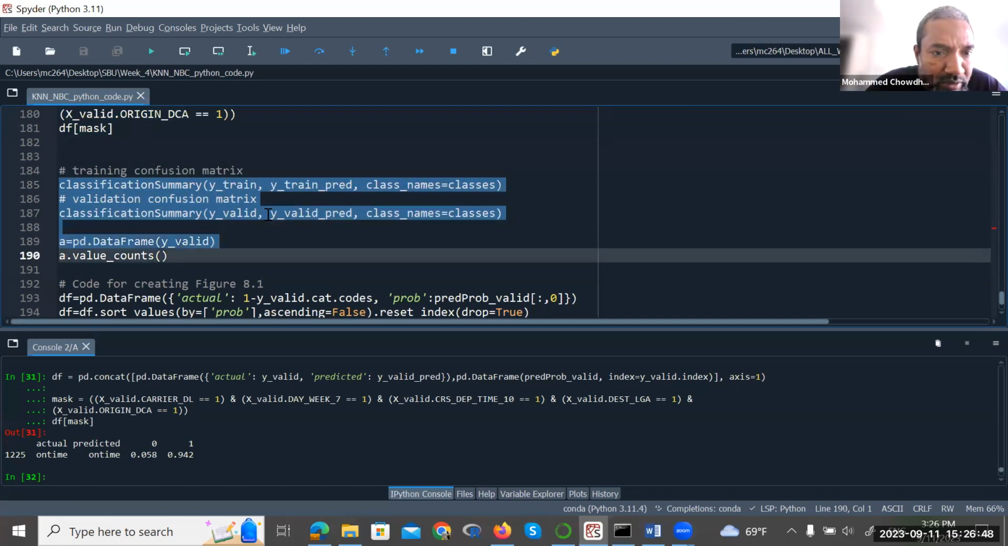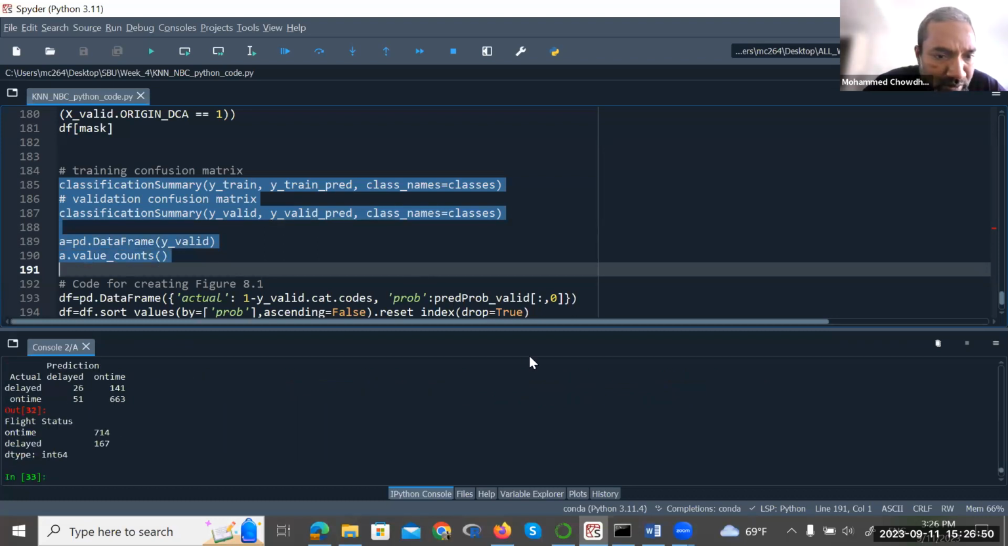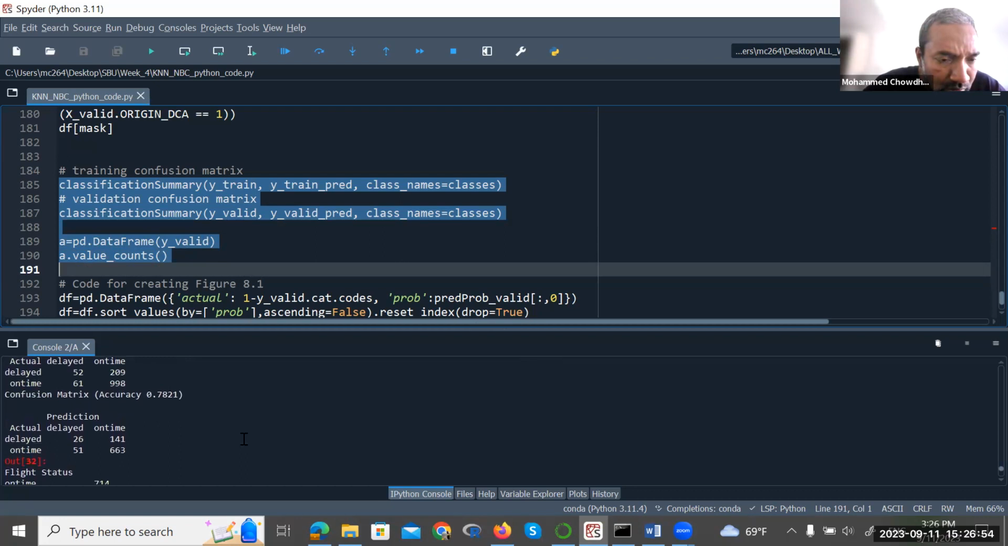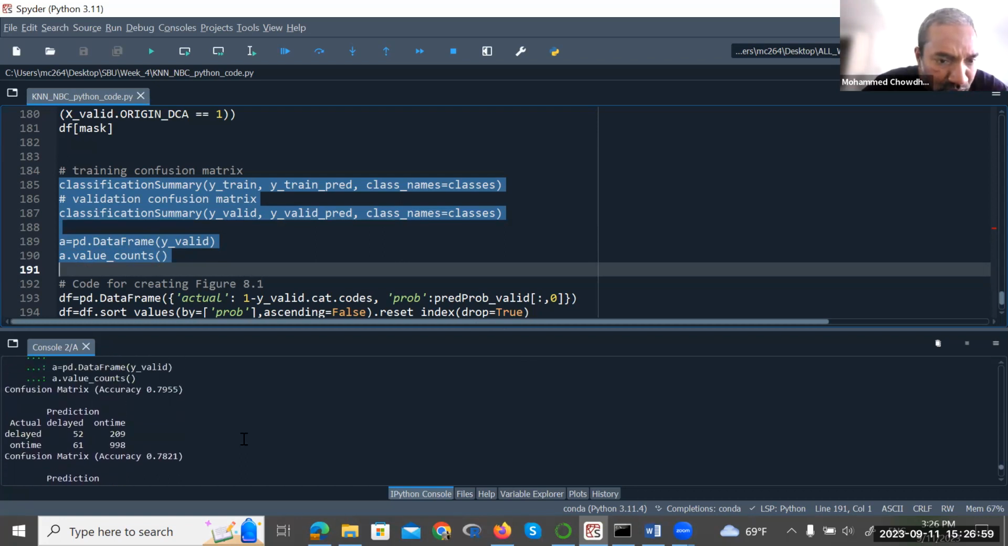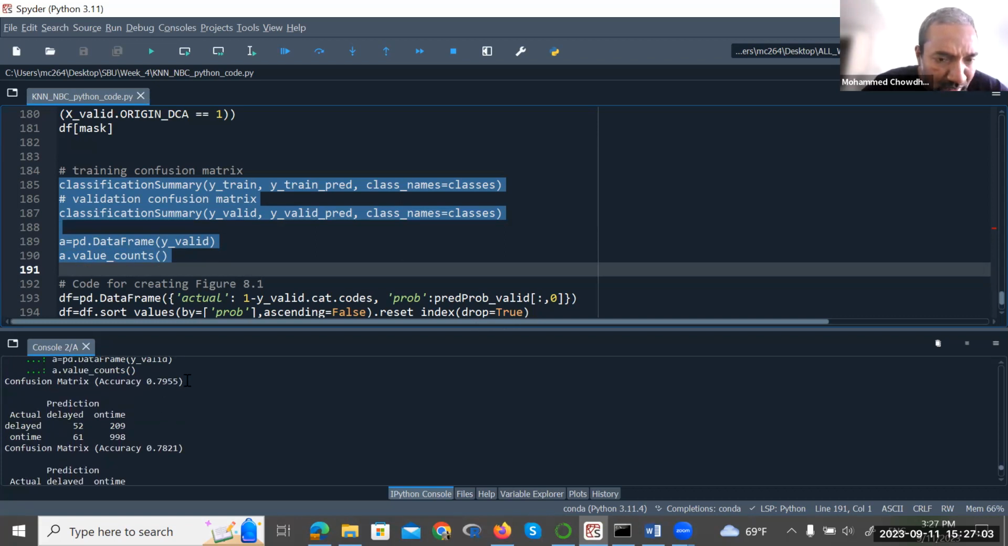I want to show you the classification confusion matrix. Okay, so here is the thing. The confusion matrix is created here. It is for the two types of data: one is called the training and one is called the validation. For both of these, we got an accuracy of 80%, which is a very good accuracy.